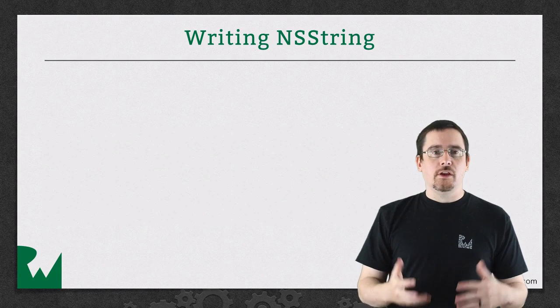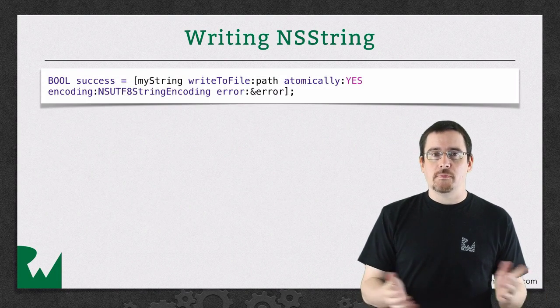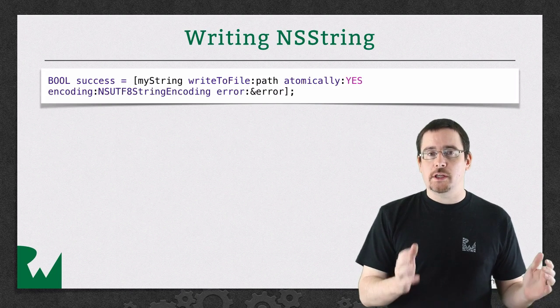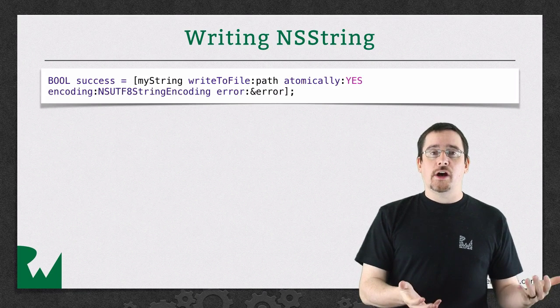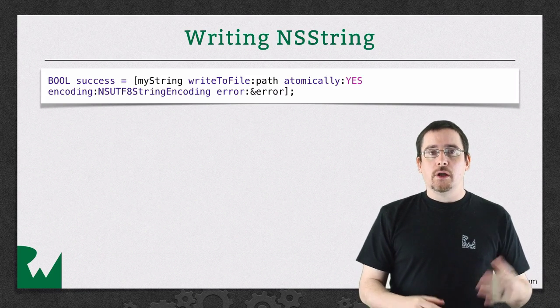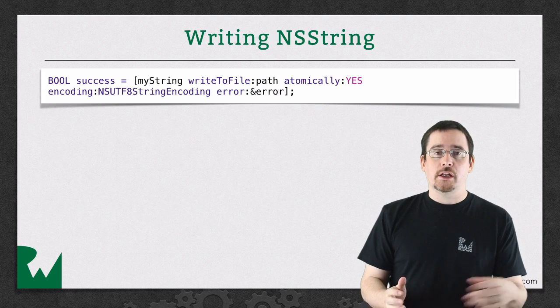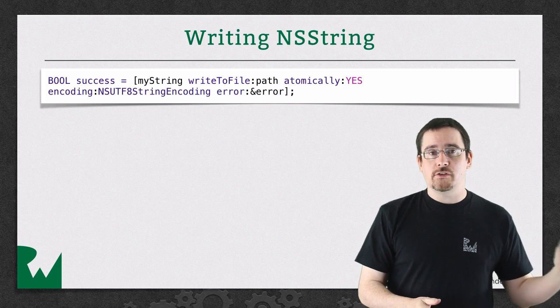Writing strings to disk is very much like writing NSData to disk. You're going to be using the method writeToFile. The first argument that this method takes is a path, and again, this is the absolute place of where you're going to write in the file system. The next is atomically, and this is a yes or a no value. You're generally going to put yes, so you're saying you want a temporary file created. It writes out to that temporary file, then when it's done, it moves it to the location where you want it to go.